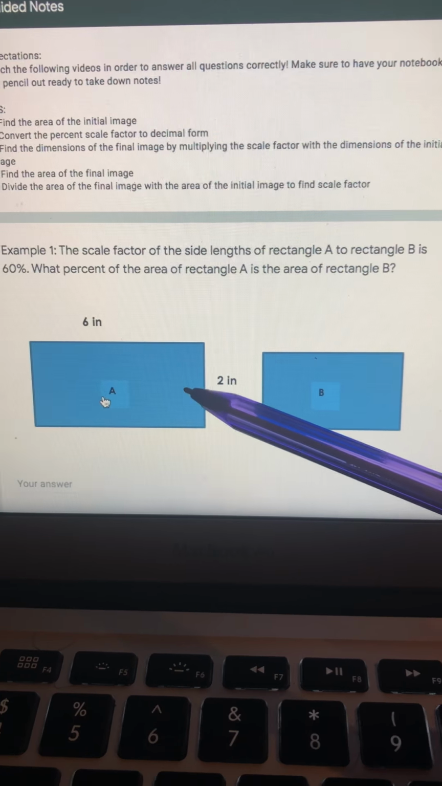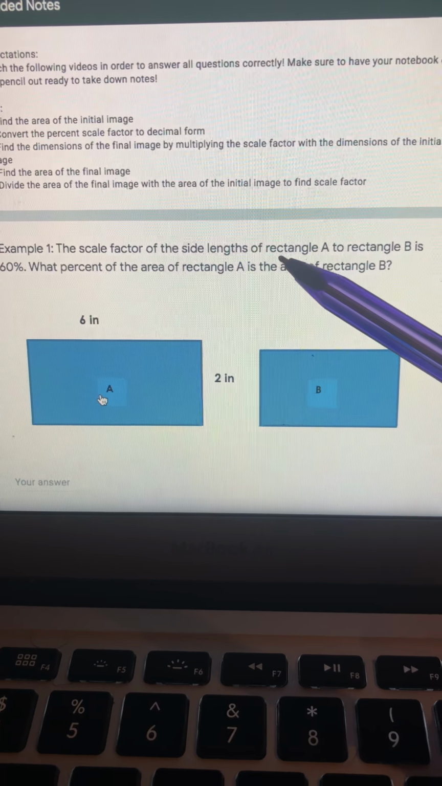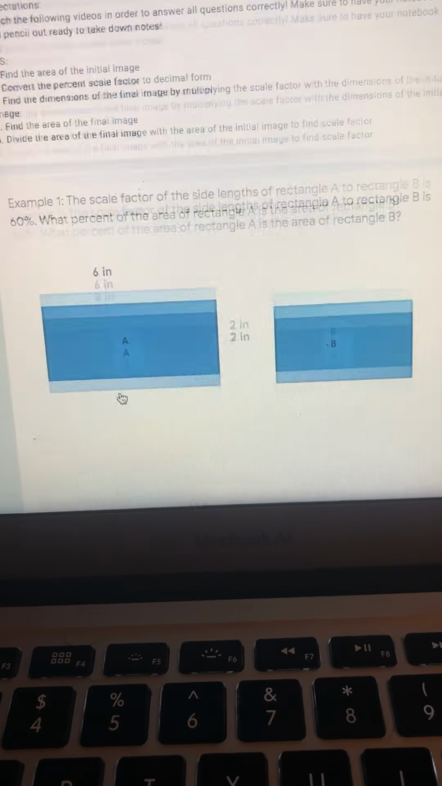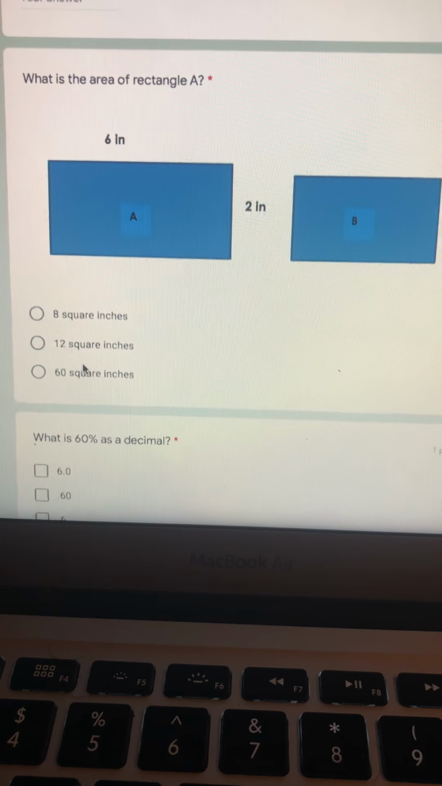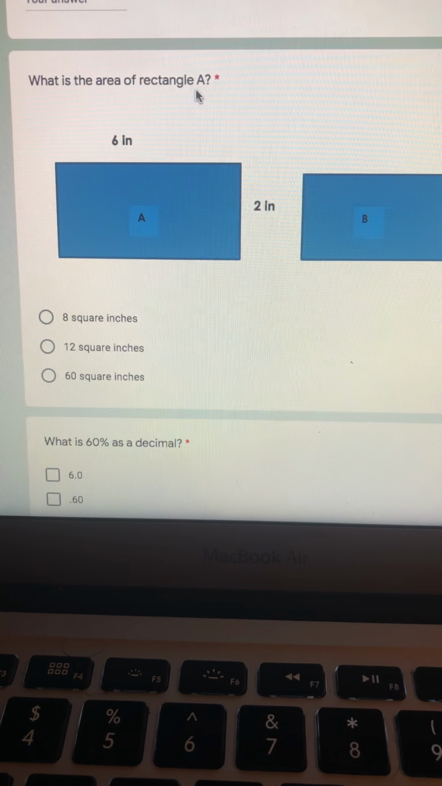The initial image here is A, right? Because it's saying that the side length is from rectangle A to rectangle B, so A is the initial image. So you actually don't need to write anything here. We're going to scroll down to part 1. Part 1 says, what is the area of rectangle A?